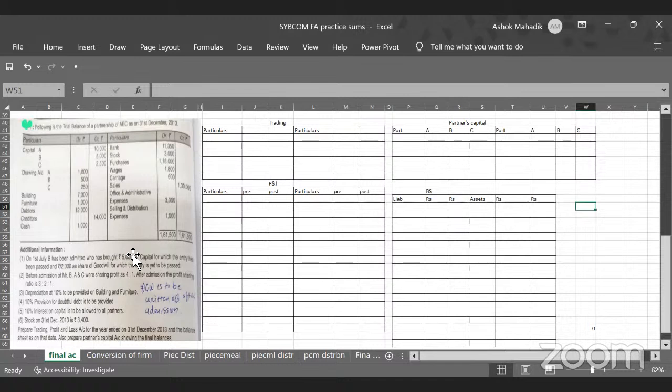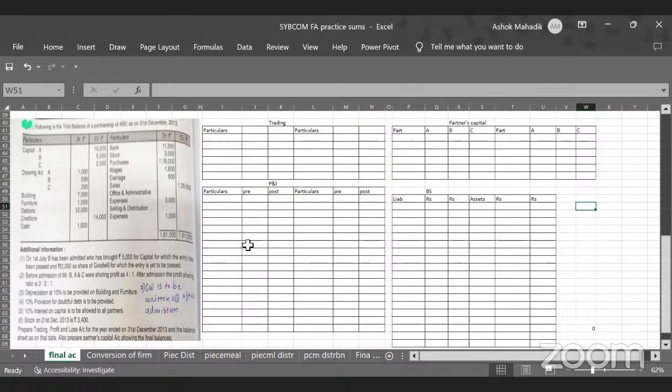On 1st July, B has been admitted who has brought 5,000 for capital for which the entry has been passed. And rupees 12,000, I have made it 12,000 instead of 2,000. So we'll read as 12,000. And 12,000 as share of goodwill for which the entry is yet to be passed.